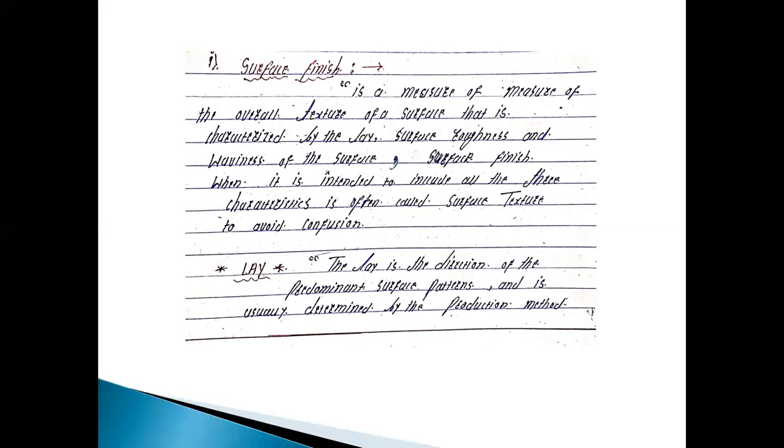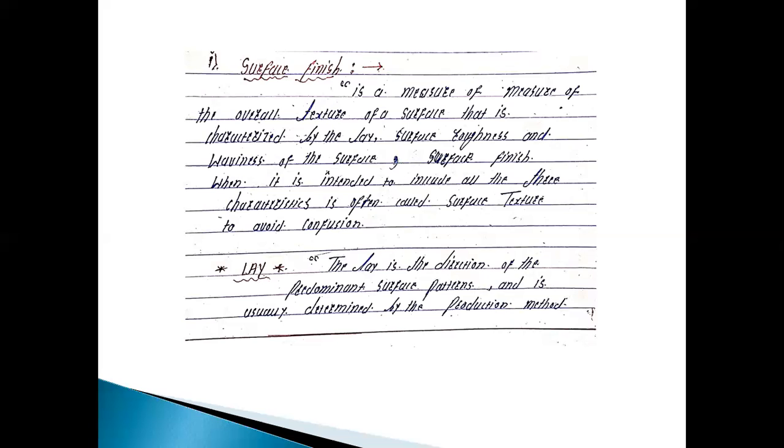Surface finish is the measure of overall texture of a surface that is characterized by the lay, surface roughness, and waviness of the surface. Surface finish, when it is intended to include all the three characteristics, is often called surface texture to avoid confusion. Surface texture consists of surface finish, waviness of the surface, lay and surface roughness. And the next point is lay. The lay is the direction of the predominant surface pattern, and it is usually determined by the production method.